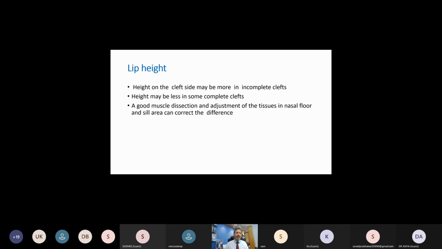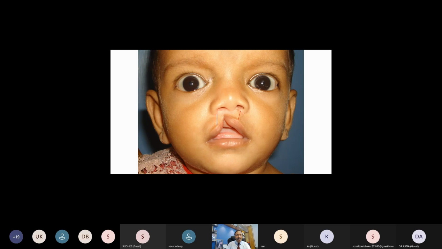So another important point is lip height. So height on the cleft side may be more in incomplete clefts. So listen carefully. The height of the lip on the cleft side, that is lateral side, may be more in some incomplete clefts, and height may be less in some complete clefts. So what you do, a good muscle dissection and adjustment of the tissue is the only thing that you need to do. So it can be done in nasal floor and sill area, and it can correct the defect.